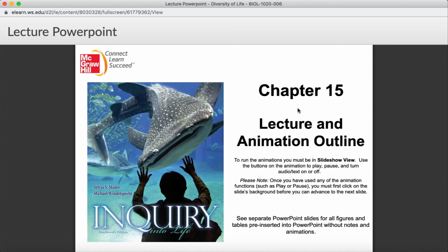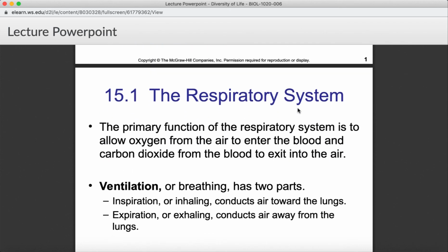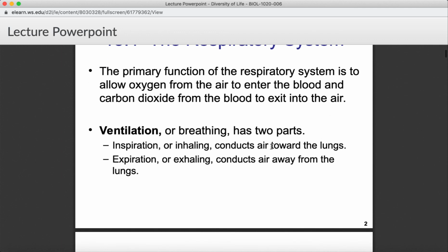Good evening, everyone. We are starting with Chapter 15, which is primarily the respiratory system. So, the primary function of the respiratory system is to allow oxygen from the air and blood to enter the blood and carbon dioxide to exit the blood into the air.